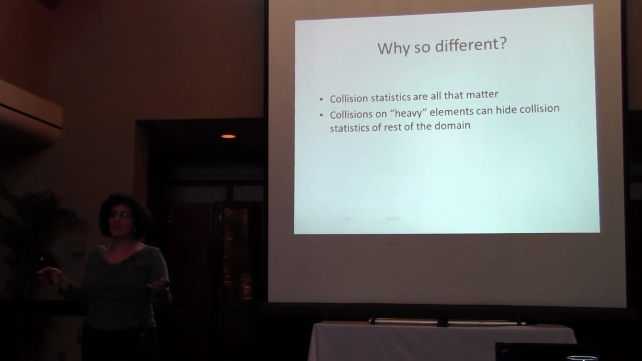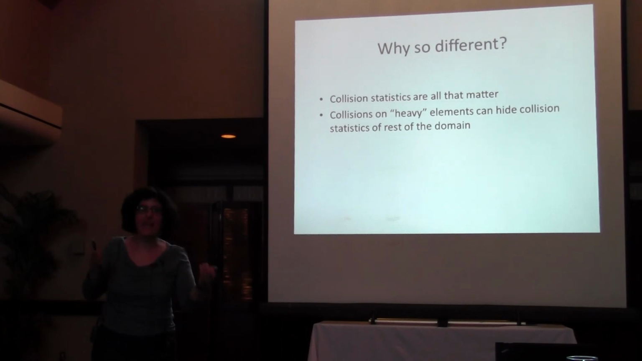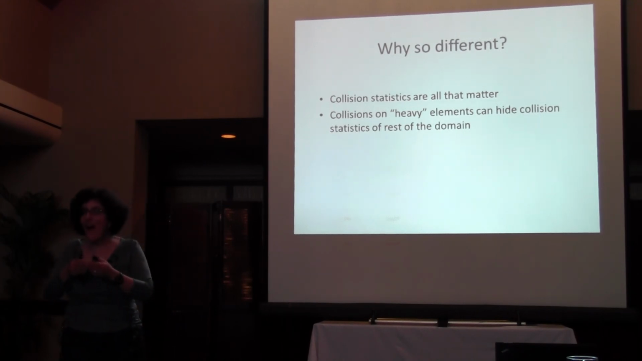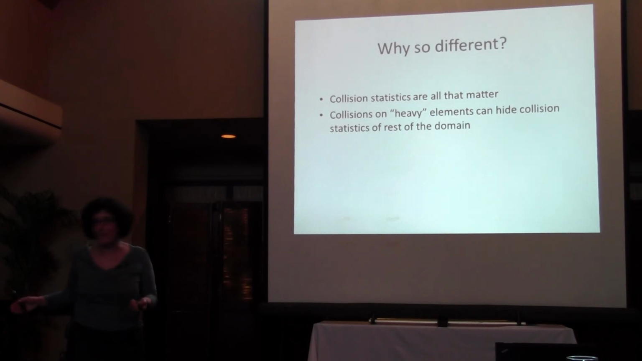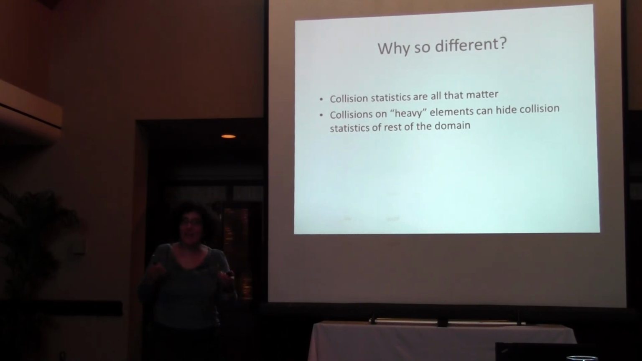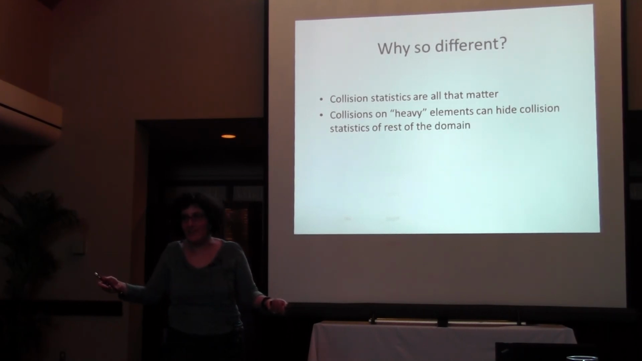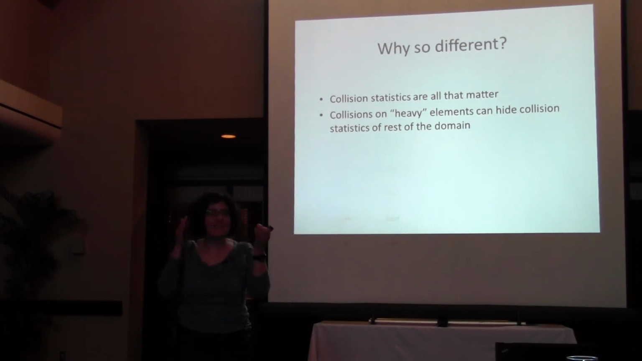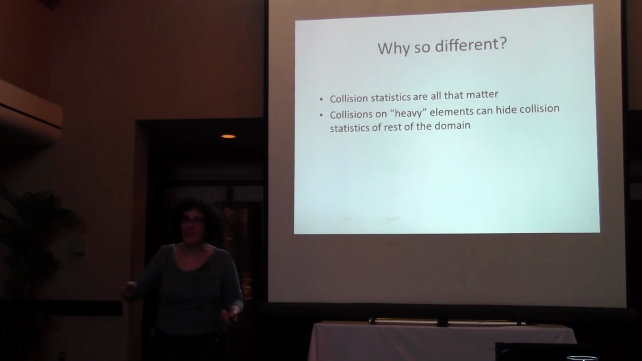You can construct distributions where there are heavy elements, and these heavy elements can hide all the collision statistics in the rest of the domain. These heavy elements roughly have probability 1 over n to the 2/3. So they have a lot of collisions, but not enough that you see any one of them too often. You can't tell this is a heavy element, this is a heavy element. You have no idea which collisions came from heavy elements and which came from lighter elements. But there are so many of those heavy element collisions that they're clouding all your collision statistics on the lighter elements.